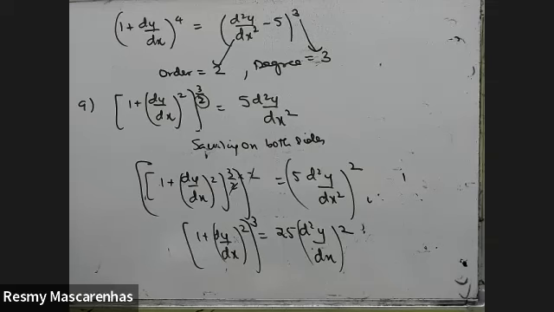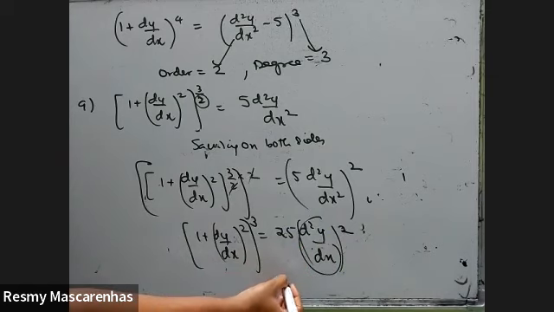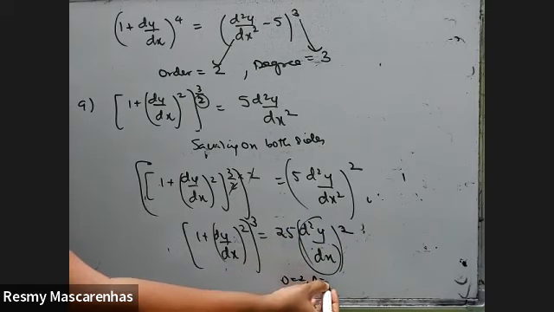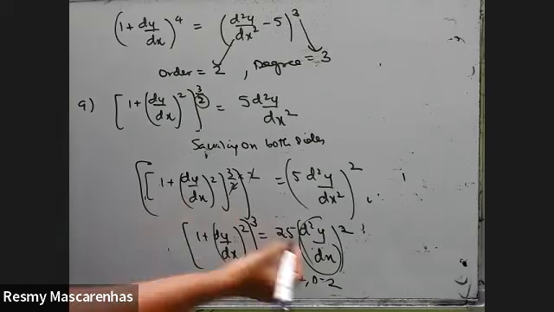Teacher, order is 2. And degree? Teacher, 2. Yeah. So order is 2, degree is also. Excuse me, teacher. Teacher, after squaring that x square will go. Check where is it? Oh no, Teacher, on the right. No.